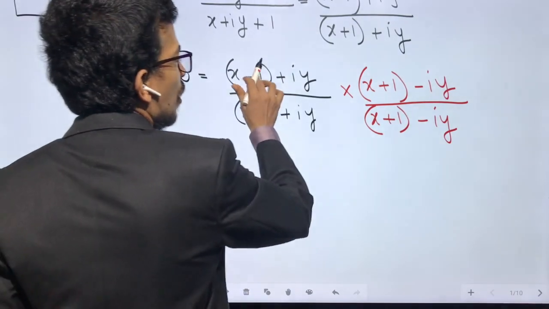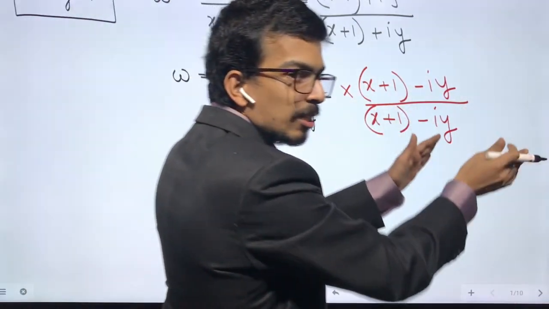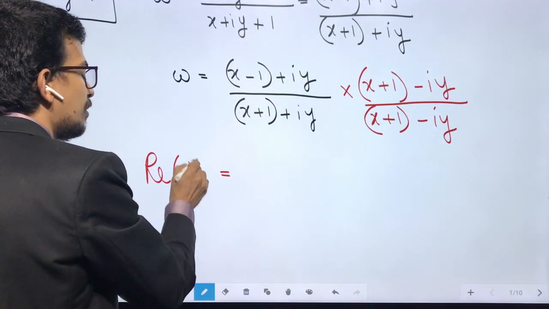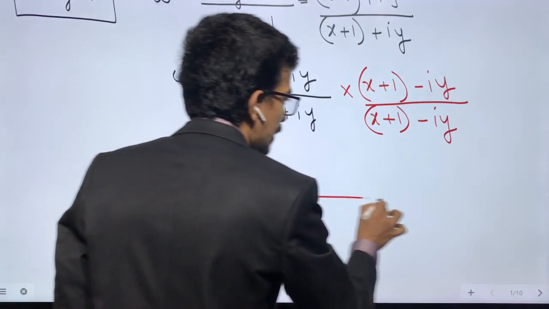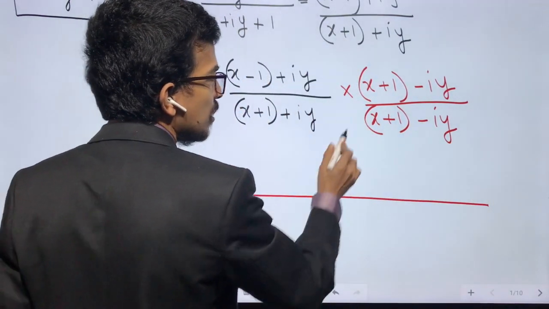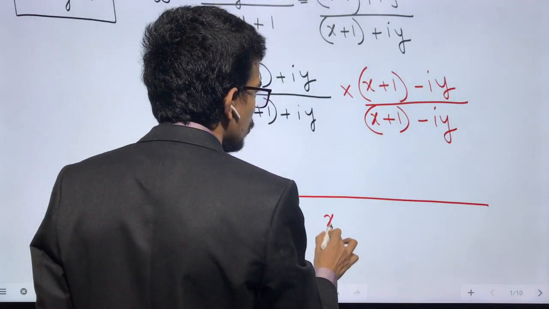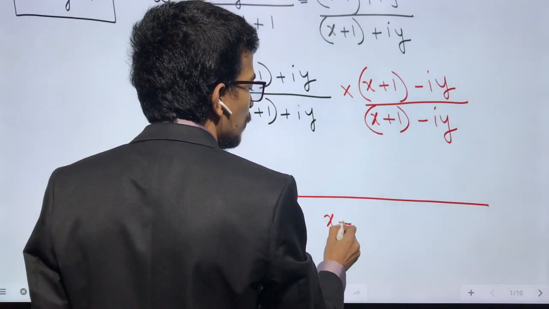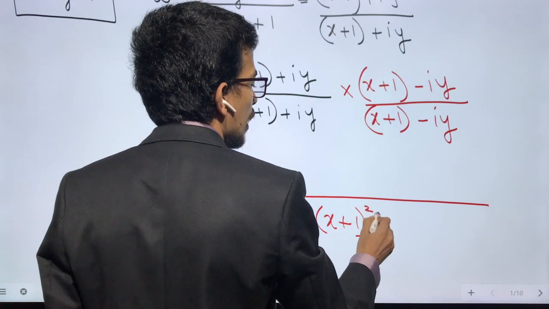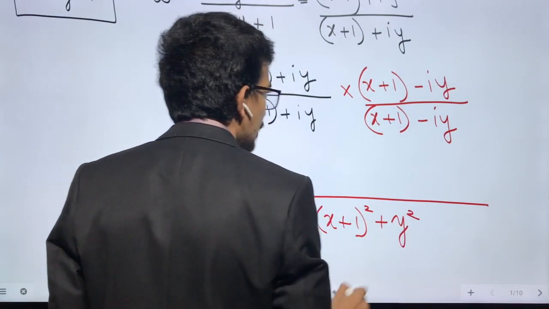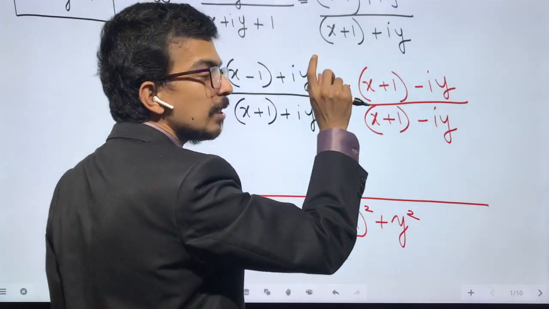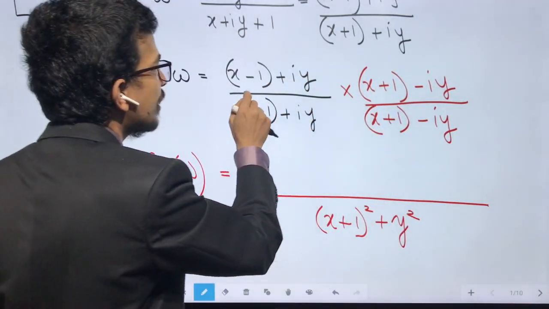By the way, we don't have to write the entire expression, we just need to take the real part of omega, right? How will you get the real part? In the denominator, the entire expression is going to be a purely real number, of the form a plus ib into a minus ib, so that is going to be x plus 1 the whole square plus y square. And in the numerator, it's going to be a complex number, you just need to pick the real part alone.